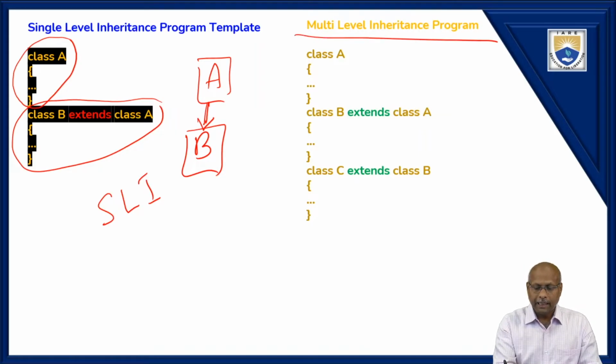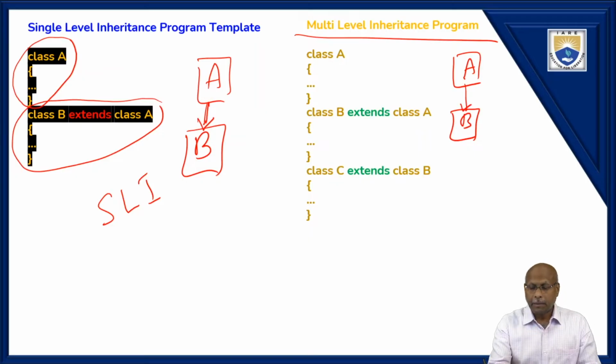Similarly, one more example. Class A, class B, class C. There are three classes. A is one class. There is another class B. But B extends from A. That means B's parent is A. That means B gets property from A.